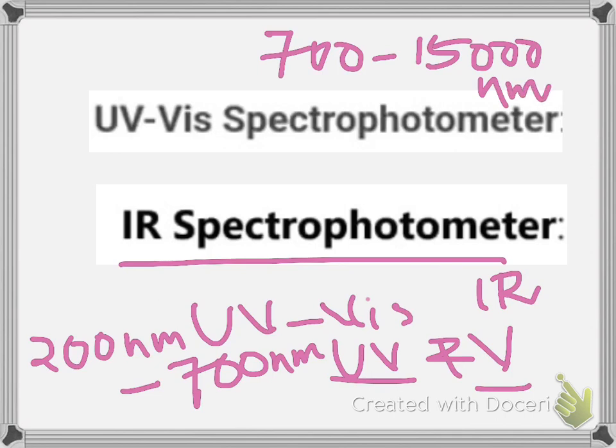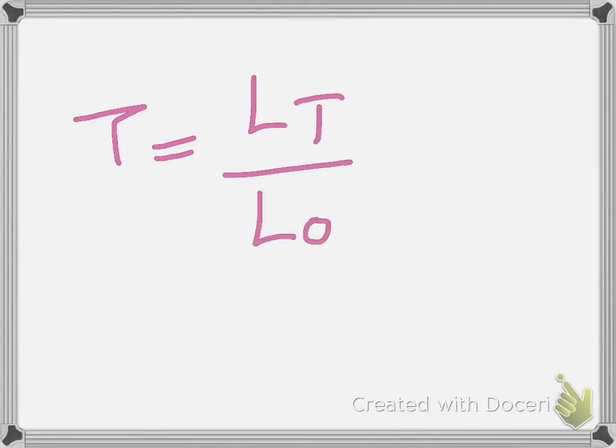Now coming to the calculations using spectrophotometry. The formula for transmission is T equals I_T by I_0. Here T is the transmission, I_T is the light intensity after passing through the sample, and I_0 is the light intensity before the sample.